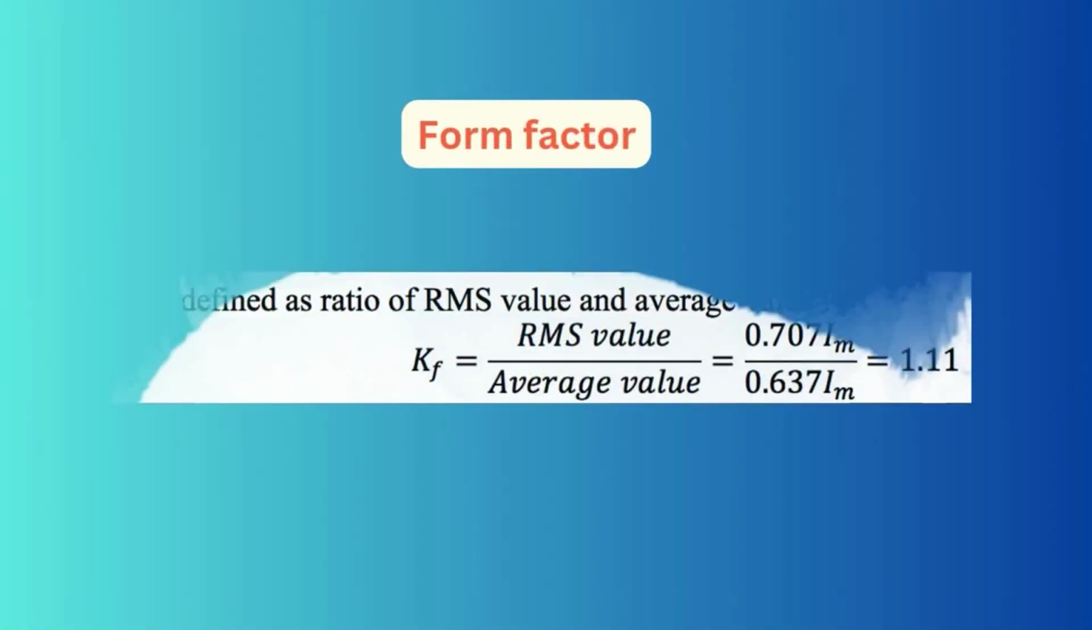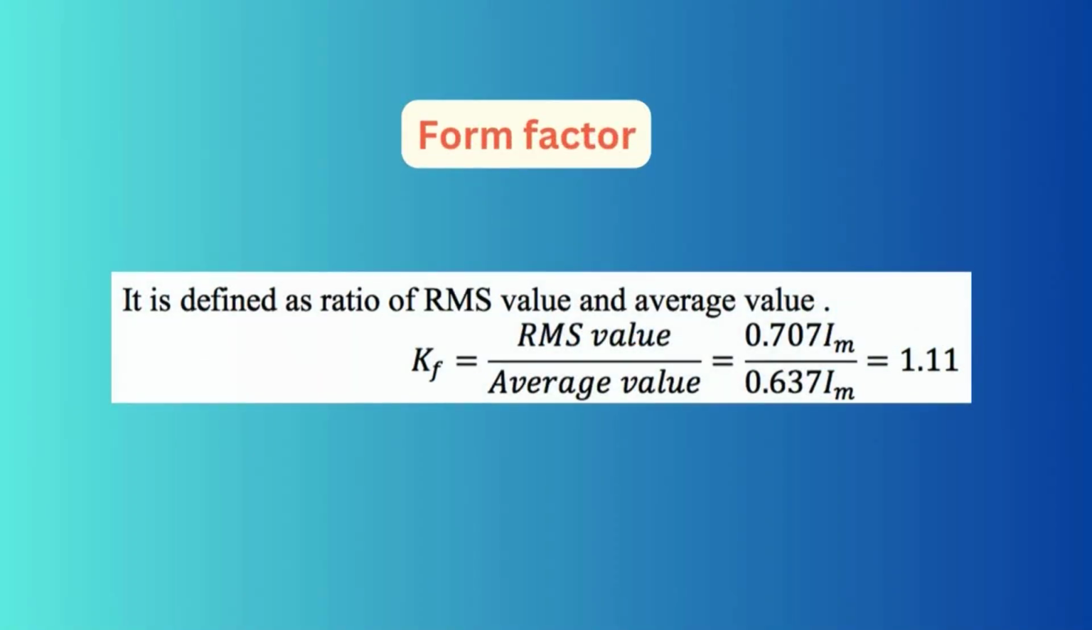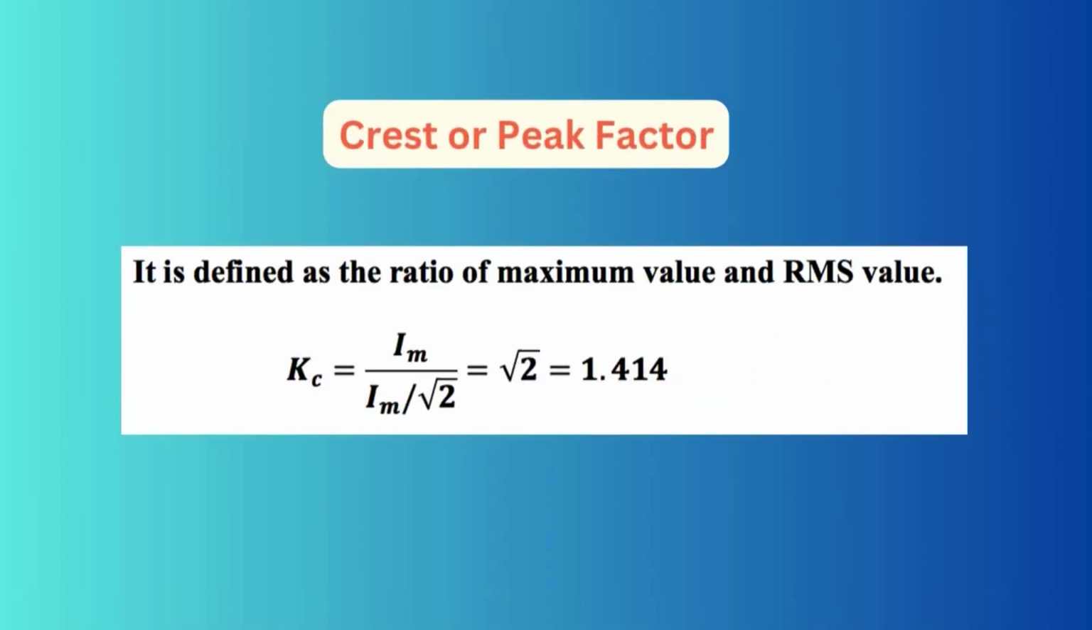Let us now discuss the form factor and peak factor in case of AC current. Form factor is defined as the ratio of RMS value of current and average value. The ratio of RMS value and average value is termed as the form factor and it comes out to be 1.11. The crest factor or peak factor is the ratio of maximum value and RMS value, so it comes out to be 1.414.